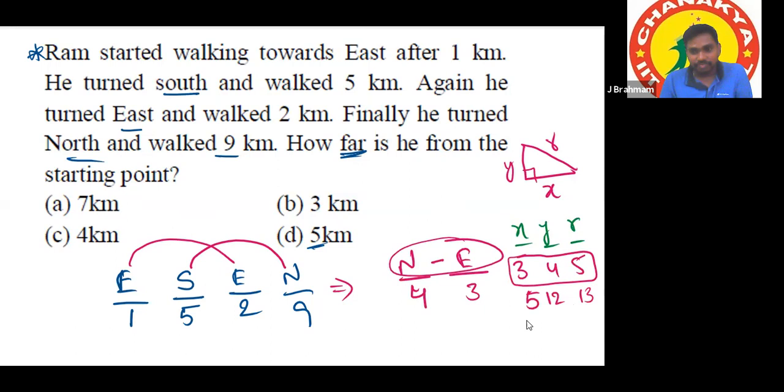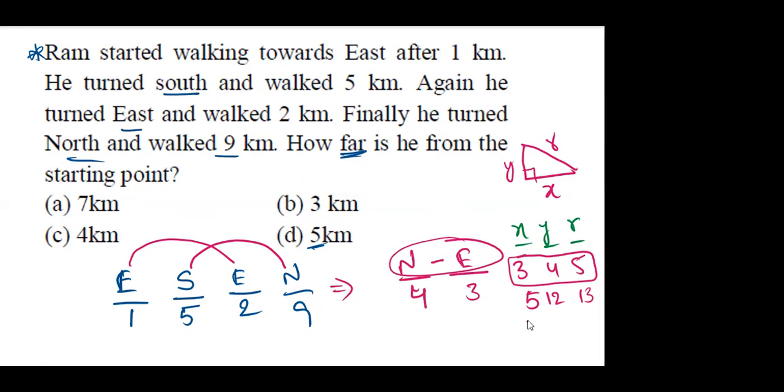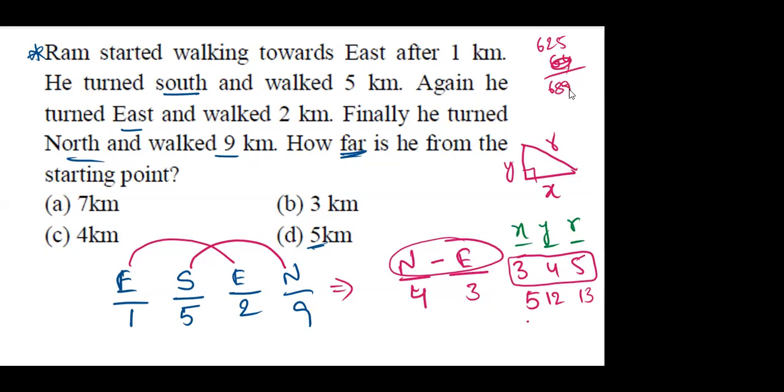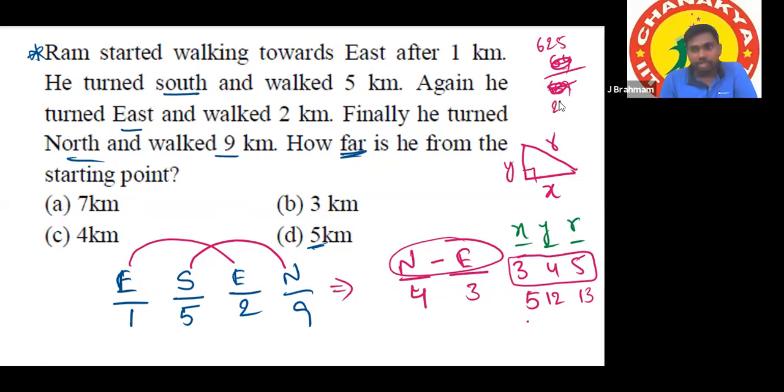Next. 25, 7, 25. 6, 8, and 10. Then 64... 8. What is the sum? Sir, it's 689. No, it is not a perfect square. Okay, 24, 7, 25. Yeah, correct. 24 and 7 will give 25. Correct.